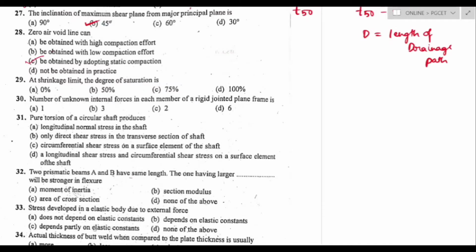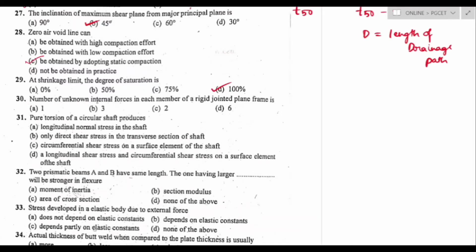Zero air void line is the combination of moisture and density that produces complete saturation of the soil, or dry density obtained when there is no air void spaces. So C will be the right answer. Option C. Question number 29. At shrinkage limit, the degree of saturation will be 100%. Option D is the right answer.